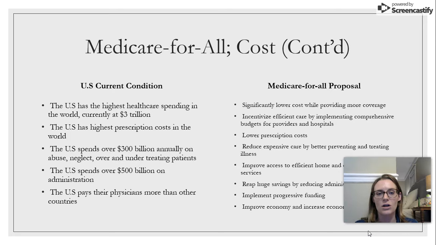On the left is the current U.S. condition for the cost of healthcare, and it is extremely dramatic and very upsetting to look at. And Medicare for All proposes to drop those costs significantly in a number of ways, such as lowering prescription costs, lowering the costs, which would then give people ability to have coverage when normally they would not. It would incentivize efficient care, implement progressive funding, lots of different ways they propose to drop the cost of health insurance.